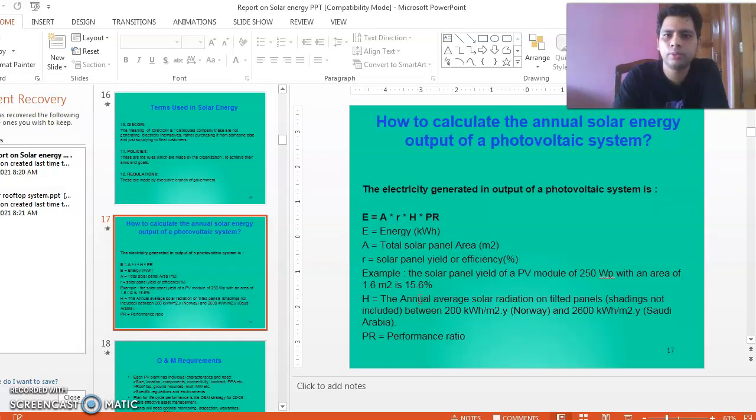And what is the formula for the output of the photovoltaic system? It is E equals A into R into H into PR. E equals energy in kilowatt-hours, A equals total solar panel area, R equals solar panel yield or efficiency. Example, for the 250 watt peak panel with an area of 1.6 m square, the performance efficiency is 15.6%.